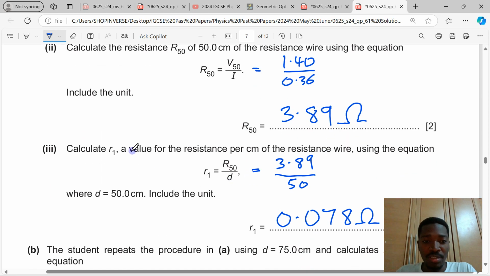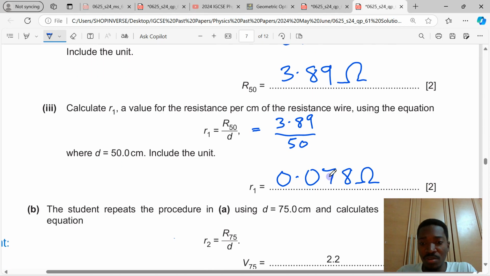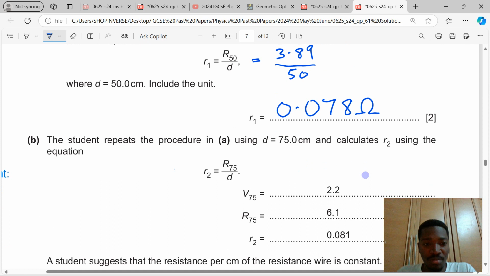Now you also have to calculate R1, a value for the resistance per centimeter of the resistance wire, using the equation. To get resistance per centimeter, just divide the resistance by the length. And the length we used in the first case is 50 centimeters. So divide the resistance by the length, you get 0.078 ohms. That's it. Now the student repeats the procedure in A using D equals 75 cm.